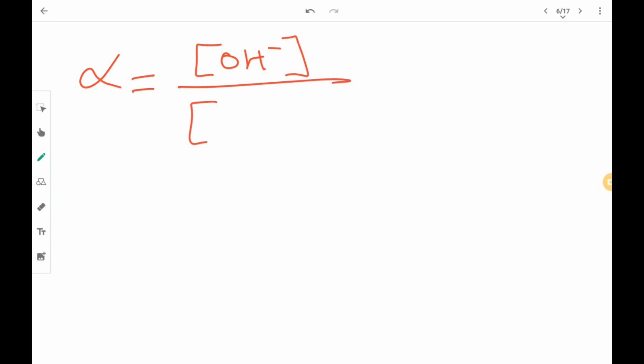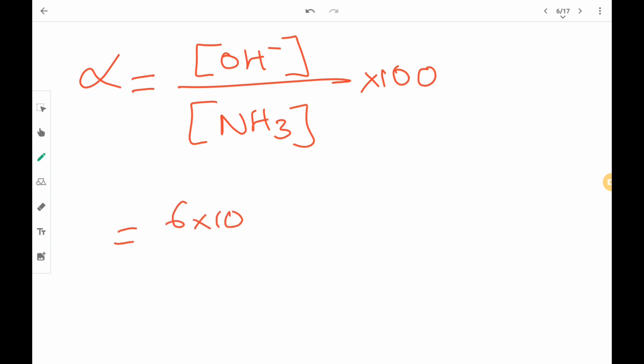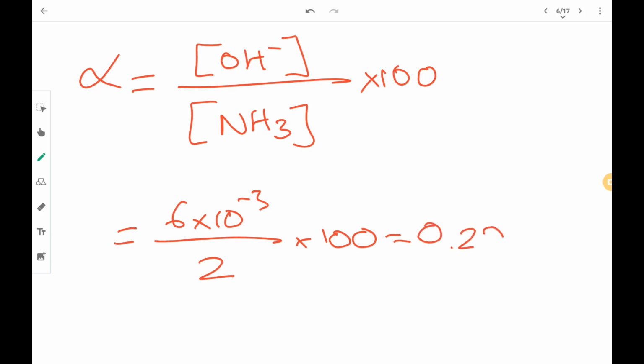And then the formula for the percent dissociation, alpha, is the concentration of OH minus over the total concentration of NH3, times 100 for the percent, which is 6 times 10 to the minus 3 over 2 times 100, which is 0.29%.